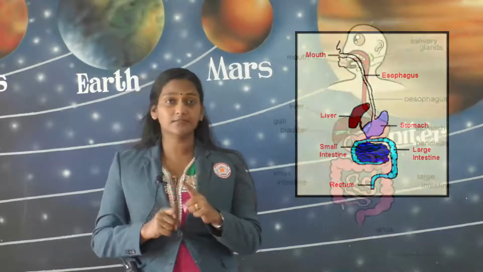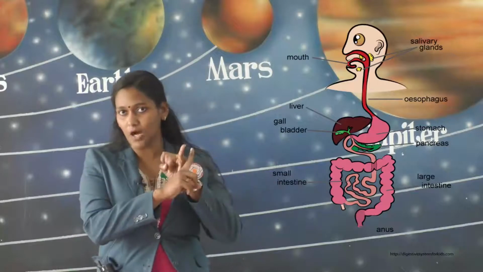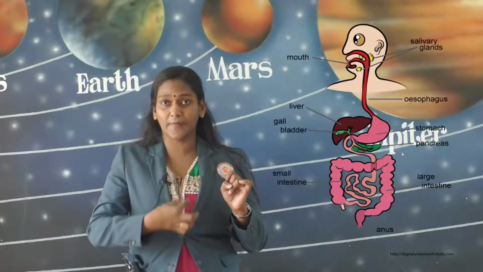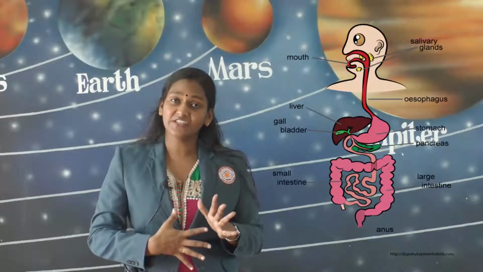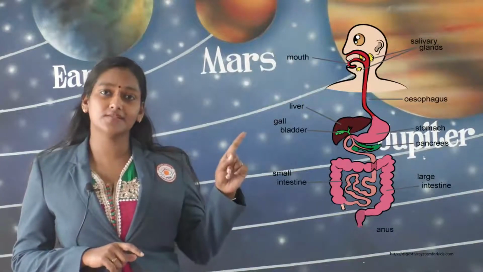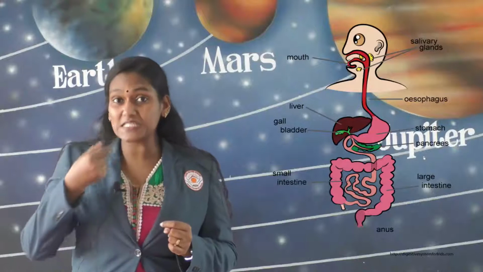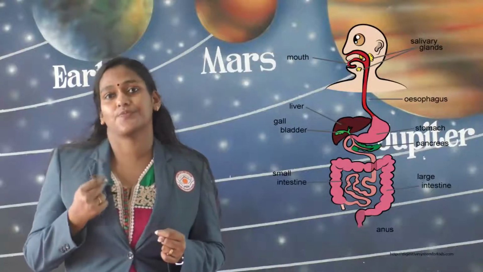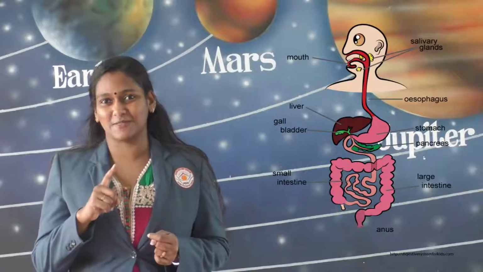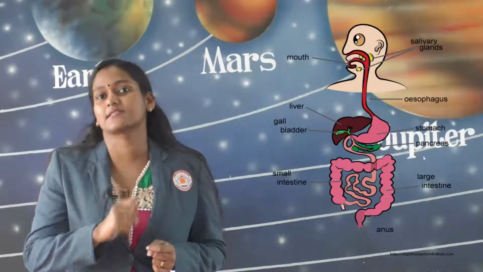The digestive system includes the mouth, food pipe or esophagus, stomach, small intestine, large intestine and the anus. From the mouth, food passes through the food pipe. For that, food has to enter the body through your mouth. Your mouth is the beginning of your digestive system.